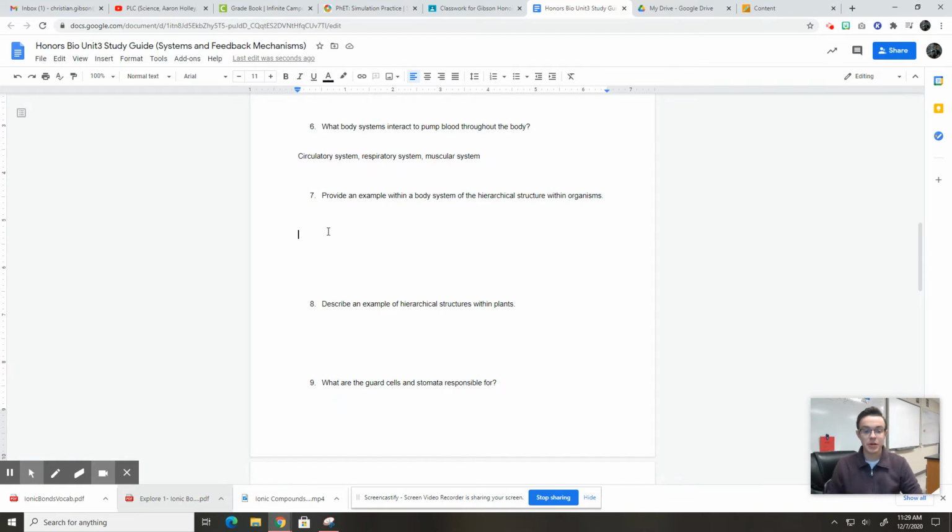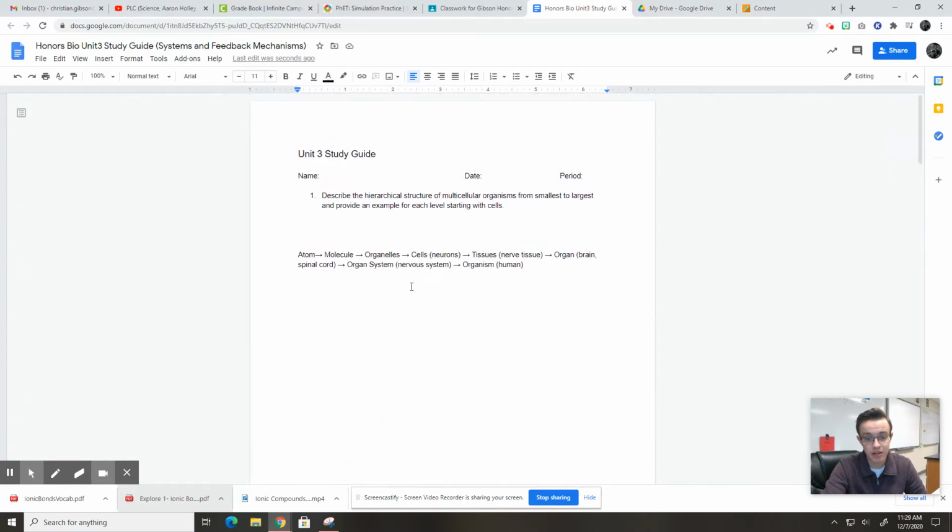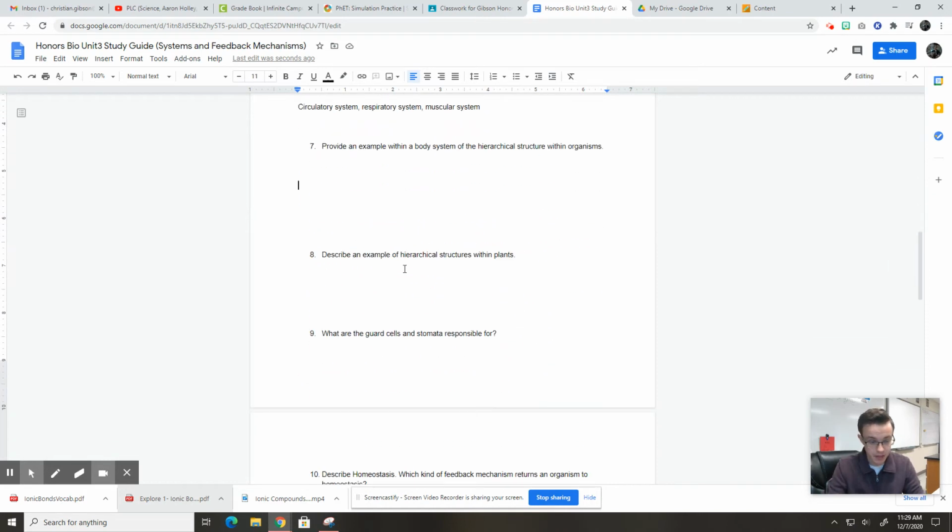Number 7, provide an example within a body system of the hierarchical structure within organisms. For the sake of time, I'm just going to reuse what I used up here. You've got nerve cells, or neurons, that make up nerve tissue, that make up organs like your brain and your spinal cord, and those make up the body system itself, which is the nervous system.